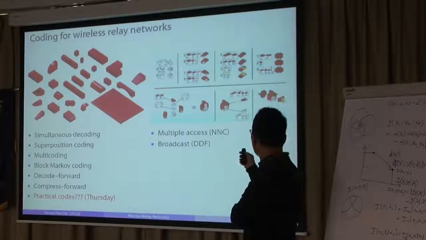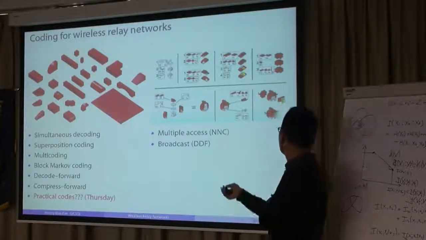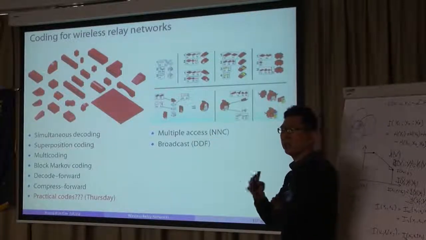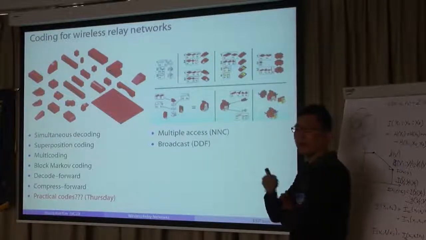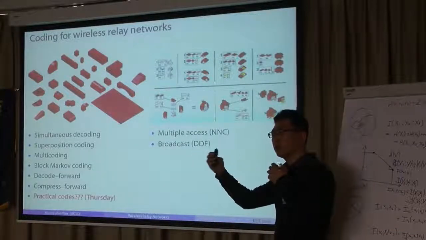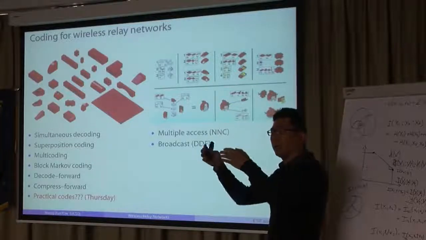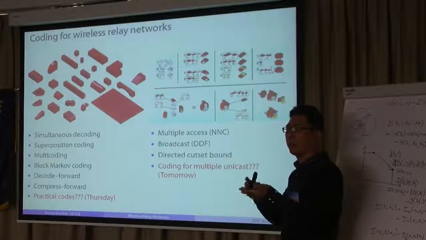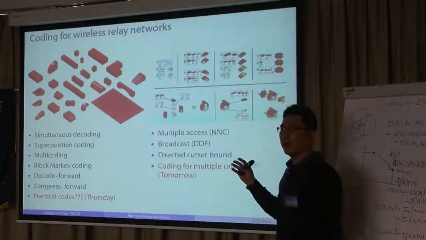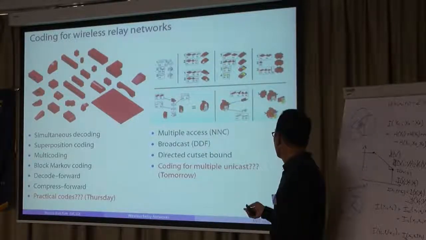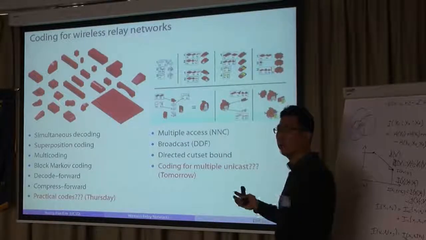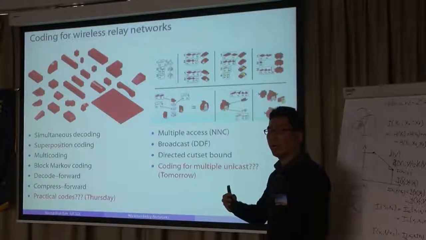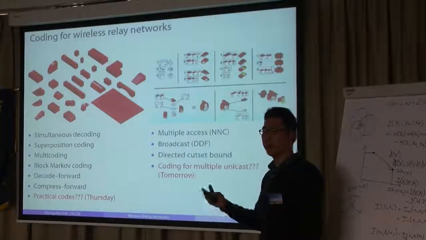On the instruction side, it seems that we have decent, not perfect, but decent building instructions for two kinds of flows. One is the multiple access flow, and the other is the broadcast flow. But the big elephant in the room is the multiple unicast flow. For that, I think the directed cut-set bound can be one step in the right direction. So we now have a general improvement over the cut-set bound.